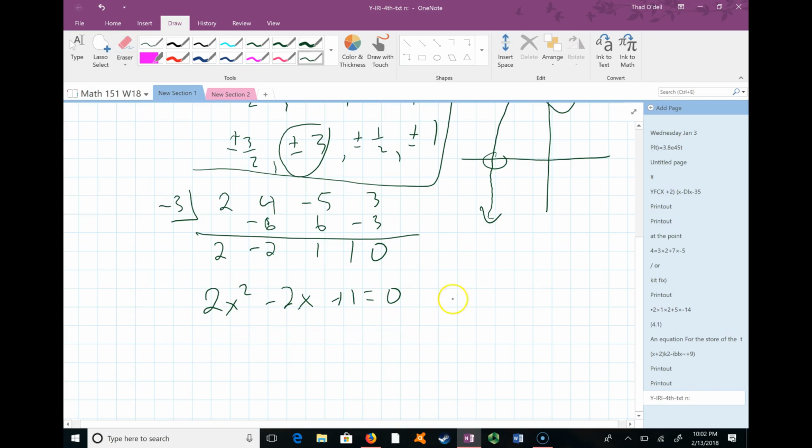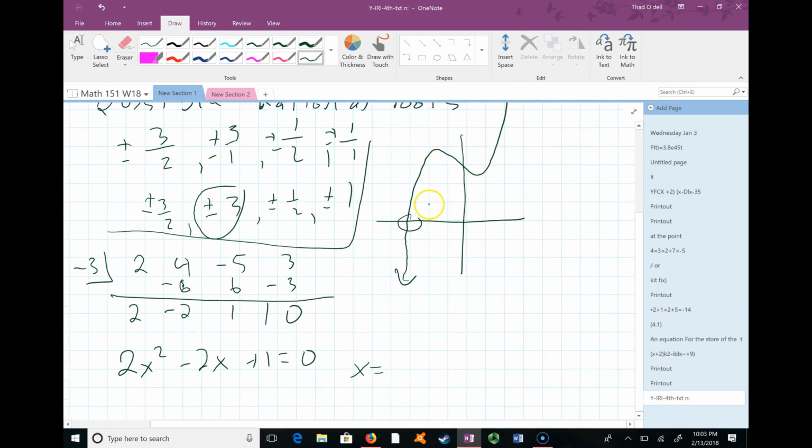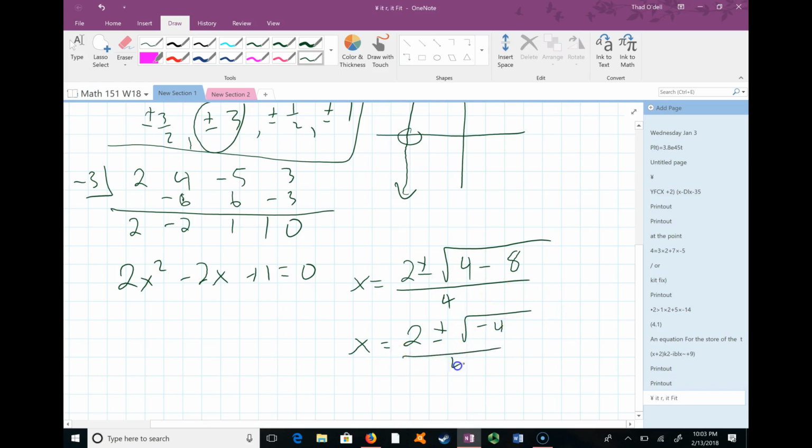So I have to throw in the quadratic formula. Actually, we expect it not to be factorable also because we saw this bump here and it doesn't cross the x-axis, which means the roots are going to be imaginary. So x is equal to negative b, which would be negative negative 2, so that should actually be positive 2, plus or minus the square root of b squared, which would be 4, minus 4ac, so it'd be 4 times 2 is 8, times 1 is 8, all over 2a, which would be 4. Okay, so that'd be 2 plus or minus the square root of 4 minus 8, of course, is negative 4, all over 4.